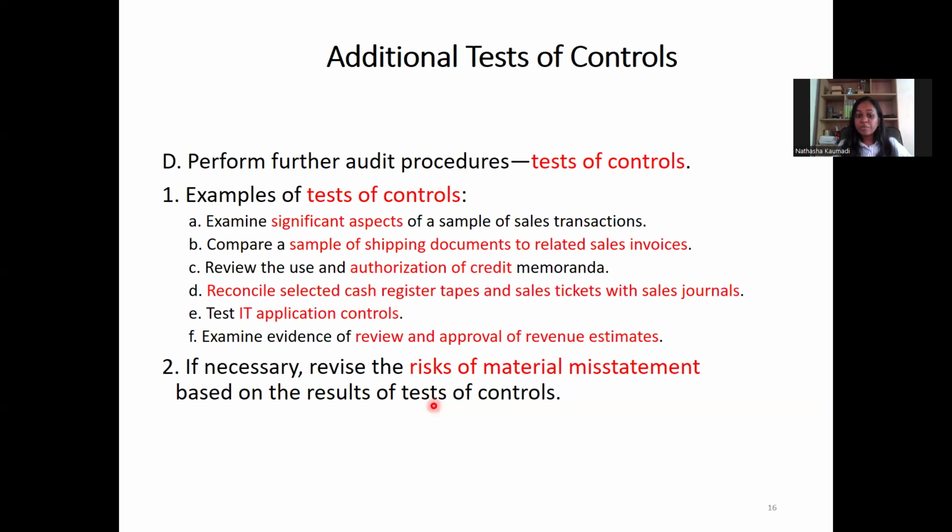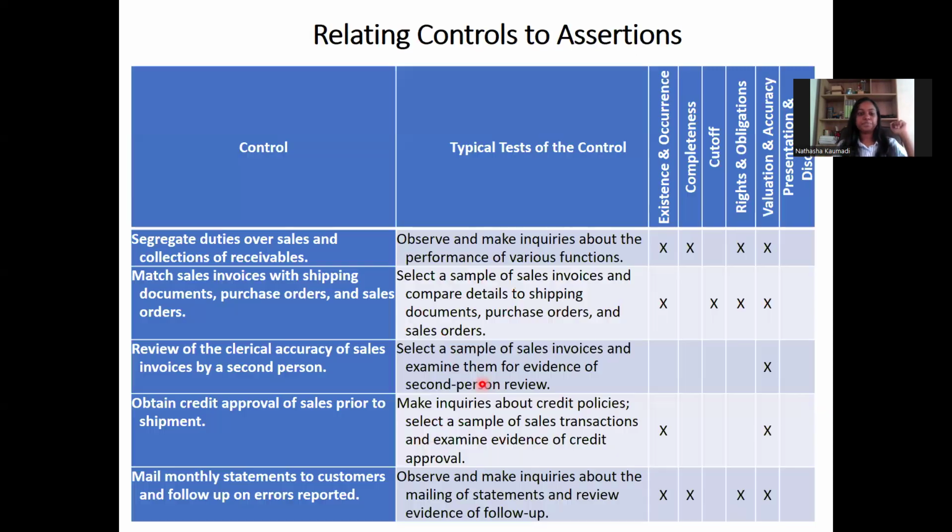You will have to revise the risk of material misstatements. You will have to do more what? Now, tests of controls have failed. Now, you have left only substantive procedures. Because of that, you will have to do more substantive procedures. You are revising the risk of material misstatement, right? That is the logic behind this.